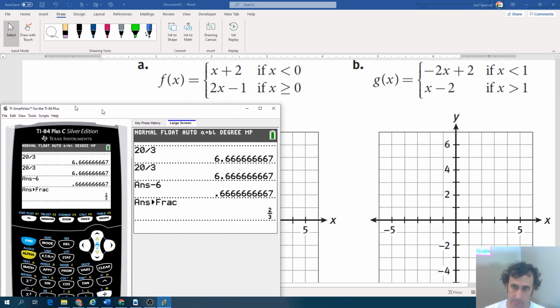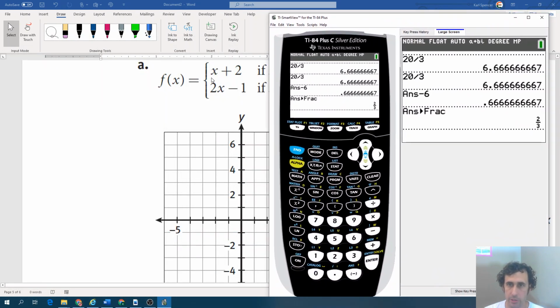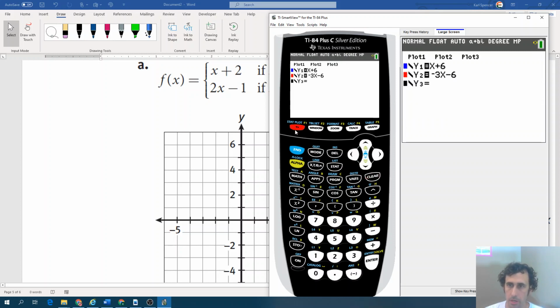Here it is. Let's bring this on over so we can see it. So I'm going to graph that first equation, x plus 2. I'm going to clear out what I have in there from old work. I'm going to go x plus 2.